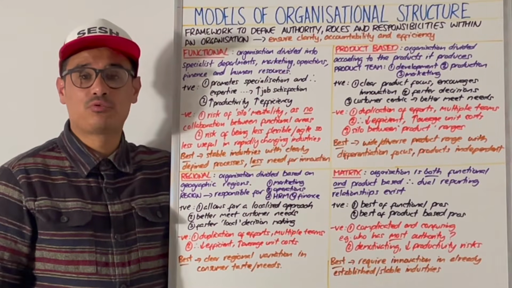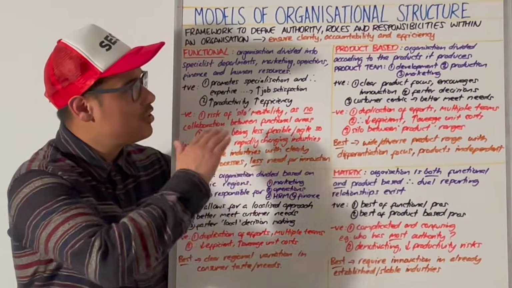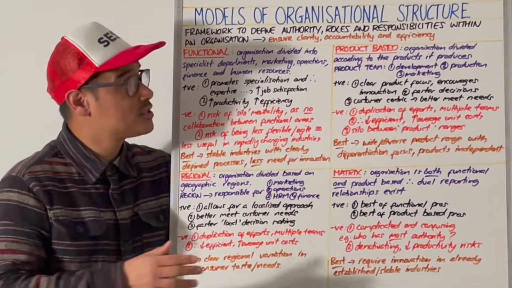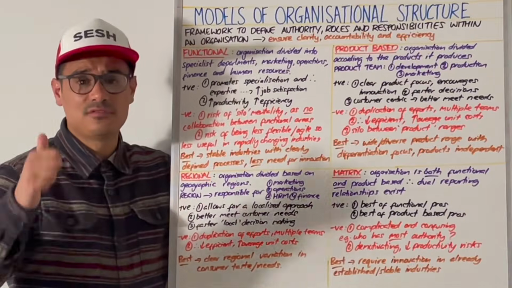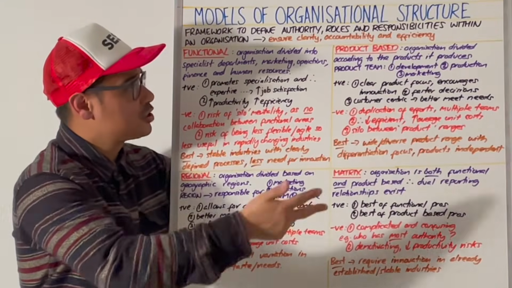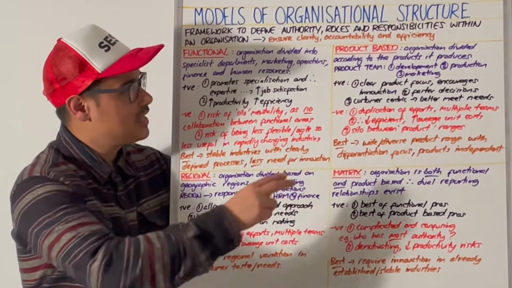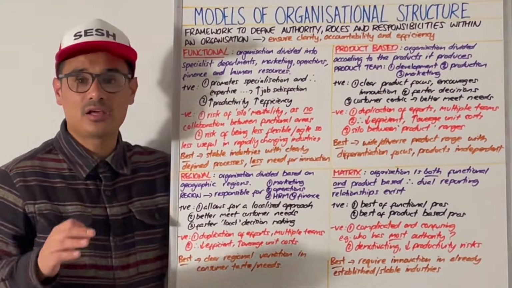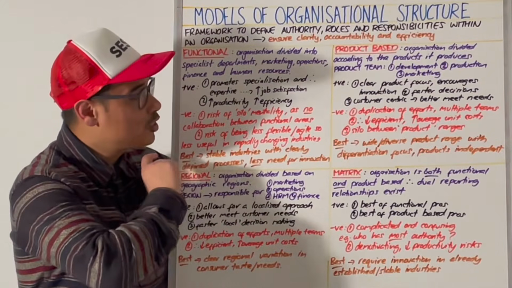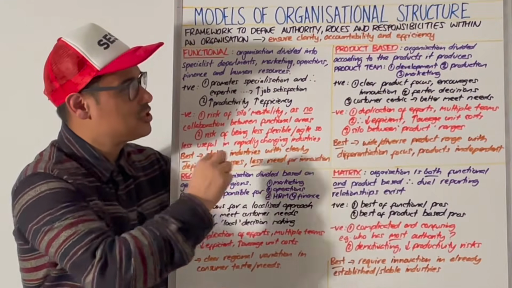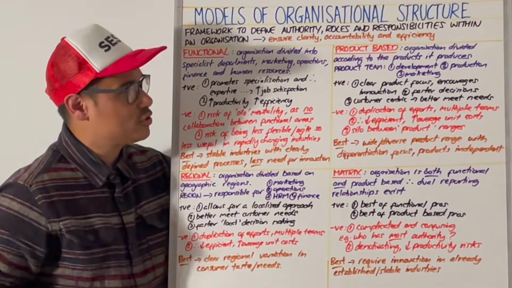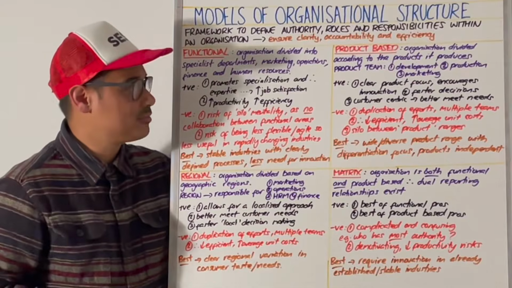So the second one is product-based. So product-based is when the organisation is divided according to the products it produces. So you'll have a product team and they're in charge of development, in charge of production, in charge of marketing. So positives here, well, there's a clear product focus. It encourages innovation. You're going to likely make faster decisions because each product team is closer to the customer. So it's a customer-centric approach and they'll better meet customer needs.